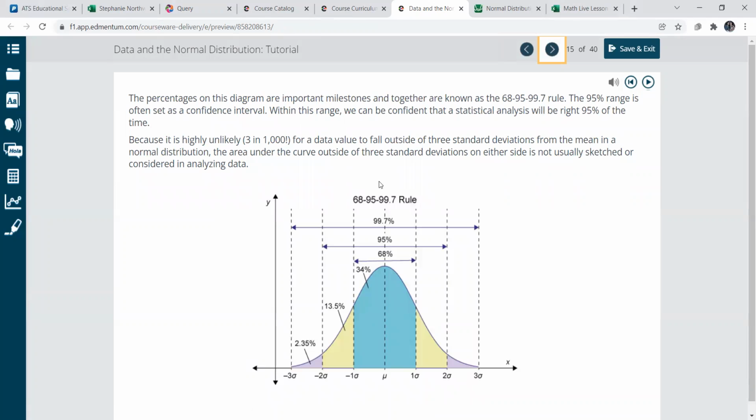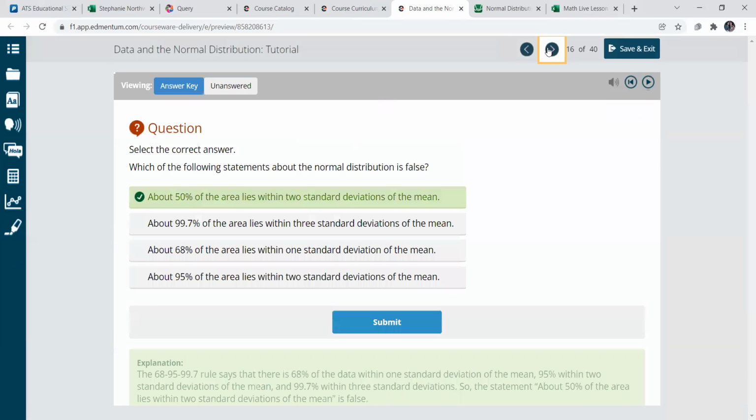This just shows the 68, 95, 99.7 rule, where all the data will fall. 68% is right in the middle, right there in the blue. 95% is yellow and blue. And then 99.7 is all three colors. Pretty interesting.